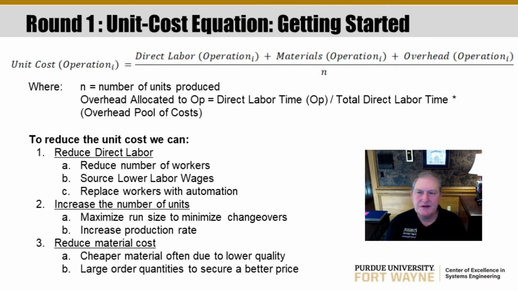Notice that the consequence of the unit cost equation is to reduce direct labor by reducing the number of workers, sourcing lower labor wages, replacing people with automation. Also, the goal is to minimize the number of changeovers, which is called the run size, the number of units we produce of the same type before changing over. We try to make products as fast as possible, not balanced to the customer's demand pace. And we even look at sacrificing material costs in terms of quality.